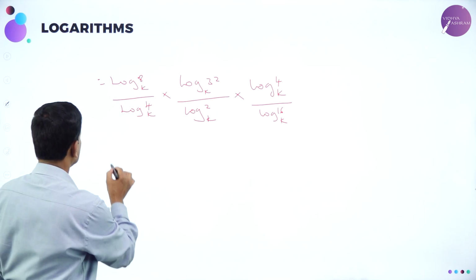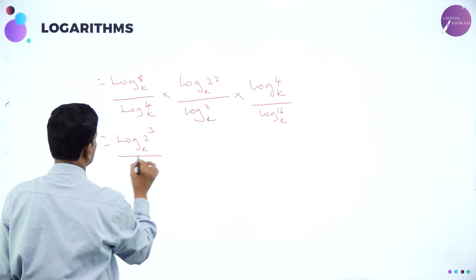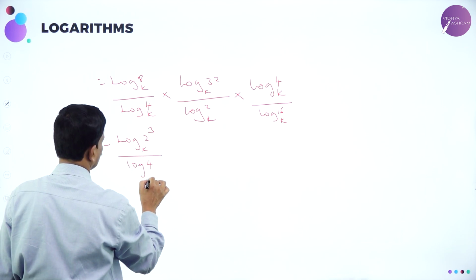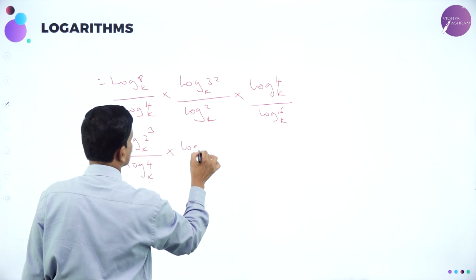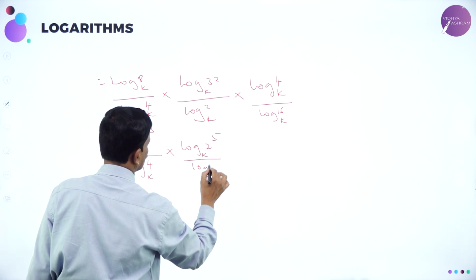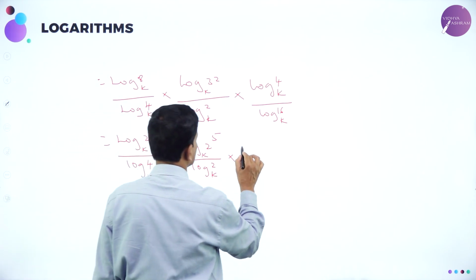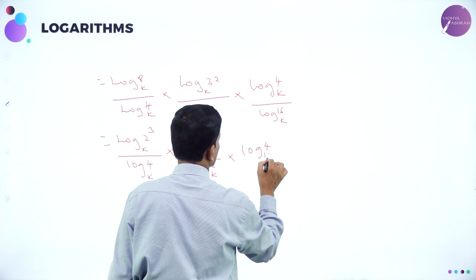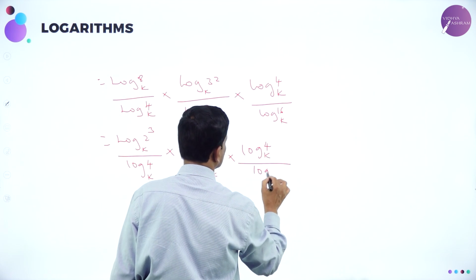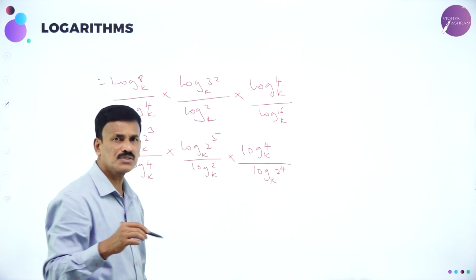Now this can be written as logarithm of 2 cube divided by logarithm of 4 as it is. This is logarithm of 2 to the power of 5 divided by log 2 to base k. 2 raised to 5 is 32, and this is the same as logarithm of 4 divided by logarithm of 16, which can also be written as 2 to the power of 4.